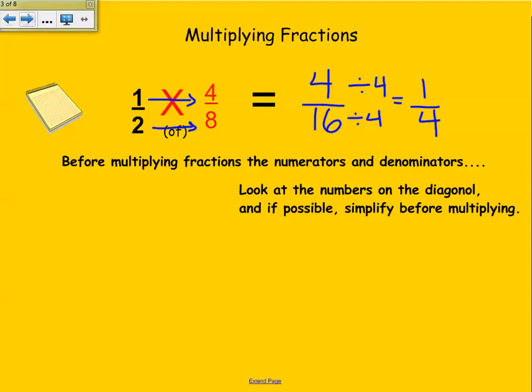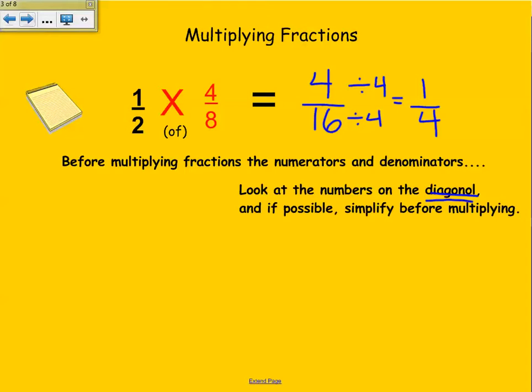Now, some of you might be remembering a shortcut to this that you learned last year. Before multiplying the fractions, the numerators and denominators, look at the numbers on the diagonal and simplify if possible before multiplying. So let's real quick learn a shortcut. This is going to make our problems easier to solve. If you don't understand this, you don't have to use it, but let's practice this. So if you haven't already written down 1/2 times 4/8, please do so now. If you didn't do the problem with me originally, let's do it together now. Even if you already did the problem, rewrite it again because I'm going to show you the shortcut method.